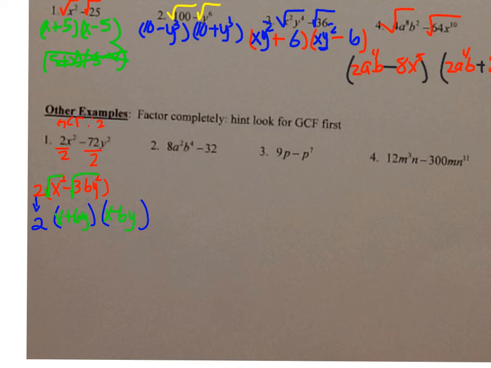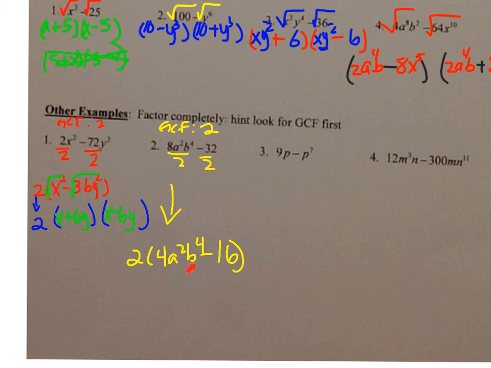All right, let's take a look at number 2. So I have 8a to the second b to the fourth minus 32. So 8 does not go into 32, but 4 goes into 8 and 4 goes into... no, the 4 does not go into 32. So it has to be 2. 2 goes into 8 and 2 goes into 32. So 2 would be the GCF here. So we're going to divide by 2. I'm going to put it down right here. So we have 2 on the outside, and then we get 4a squared b to the fourth minus 16.